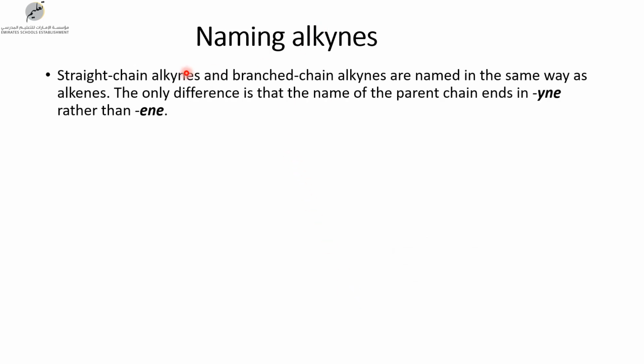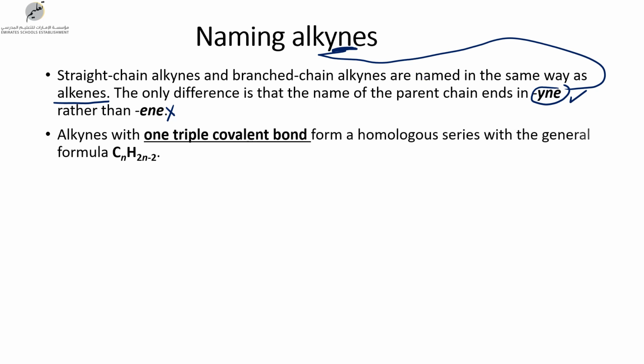How do we name alkynes? Straight chain and branch chain alkynes are named the same way we name alkenes. Same as we learned in the previous video on alkenes. The only difference is that instead of saying ene, we will use the suffix yne, because yne comes from alkynes, right?